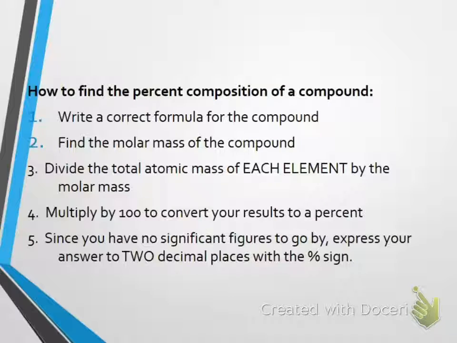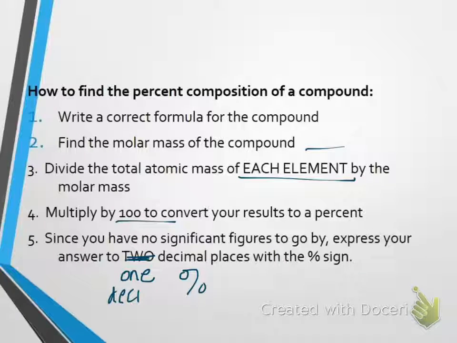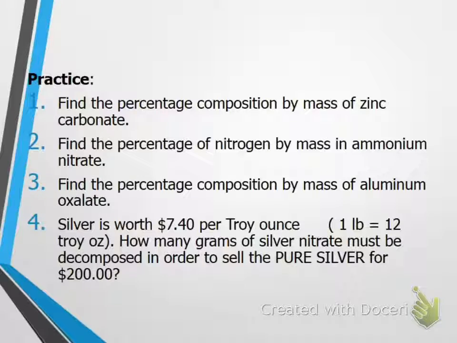You'll like it. So first thing you have to be able to do is write the correct formula. Second, you're going to find the molar mass, and then you're going to divide each element by that molar mass. It's a percentage, so we multiply by 100, and we're going to do this in 1 decimal place today for our worksheet. So I think it says 2 in your notes, so go ahead and change that to 1. Molar mass is always in 2 decimal places, but we're going to put our percentage in 1 decimal place. Okay, so let's do some problems.